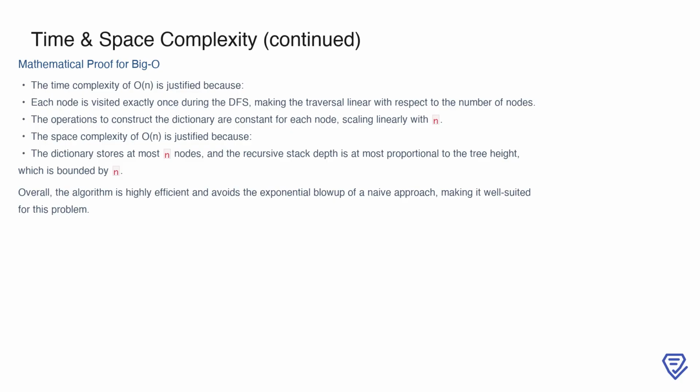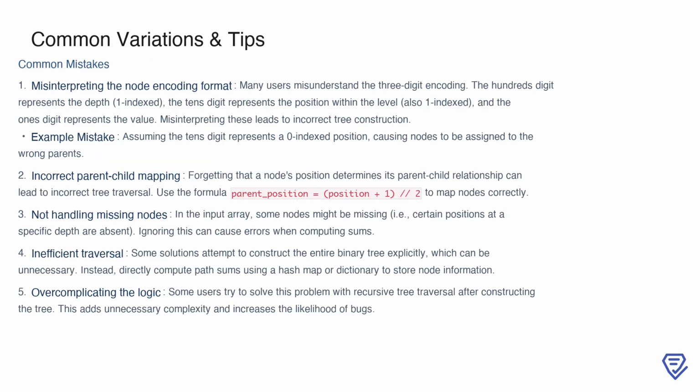This efficiency makes the solution well suited for handling the constraints of the problem while maintaining a clean and optimized implementation. When solving this problem, there are several common mistakes to watch out for. First, misinterpreting the 3-digit encoding format is a frequent issue. Remember, the hundreds digit represents the depth of the node, the tens digit is the position within that depth, and the ones digit is the value of the node itself. Both the depth and position are 1 indexed, so if you treat the position as 0 indexed, you might assign nodes to the wrong parents.